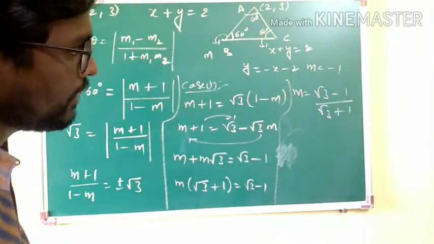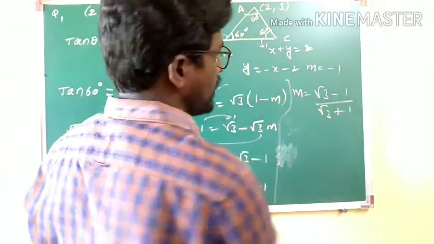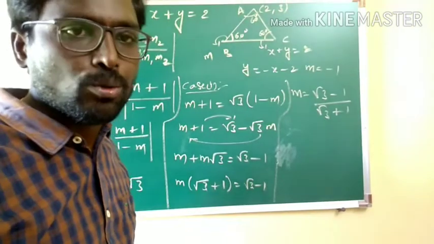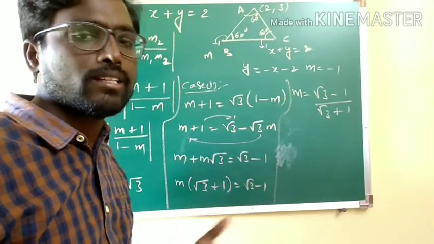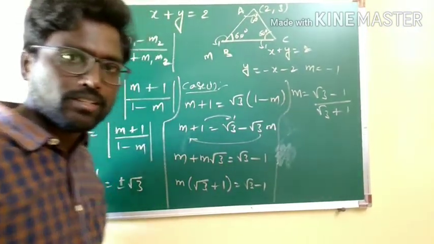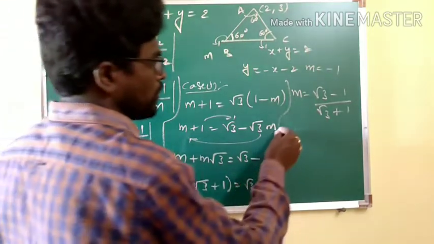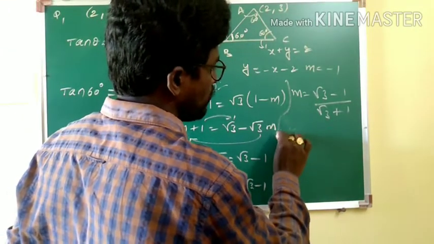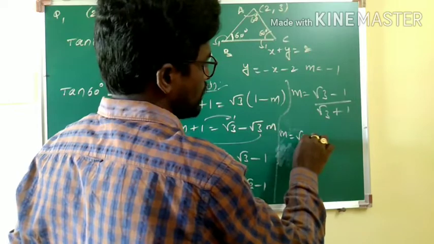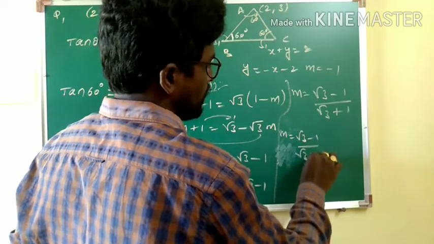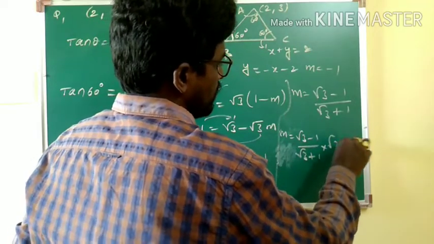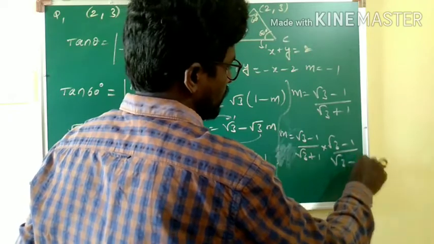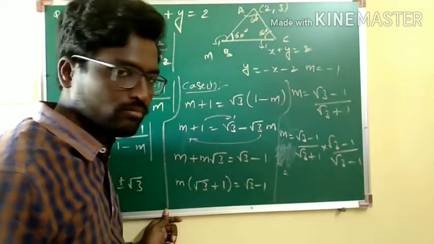Anyway, when you have irrational terms in the denominator, what do we generally do? We go for rationalization. So if I go for rationalization, m is equal to root 3 minus 1 by root 3 plus 1 into root 3 minus 1 by root 3 minus 1. Fine?